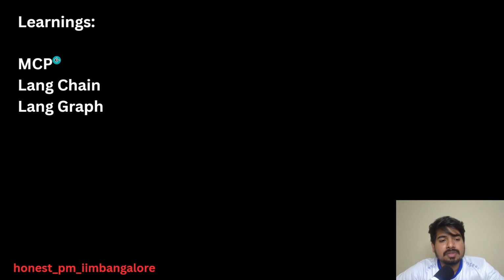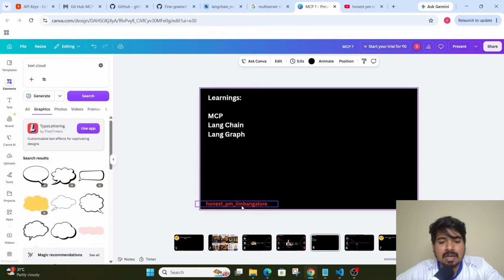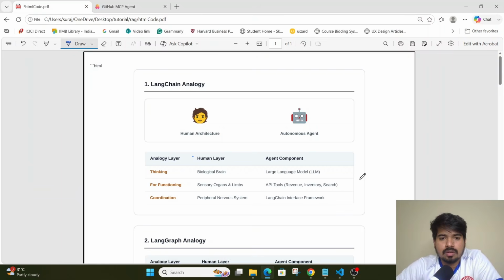So the MCP part is done, the MCP adapter is done. Now the second thing which is important from this particular video's perspective is LangChain and LangGraph. Again, I will start with an example. Coming to LangChain and LangGraph, I'll start with some analogy.